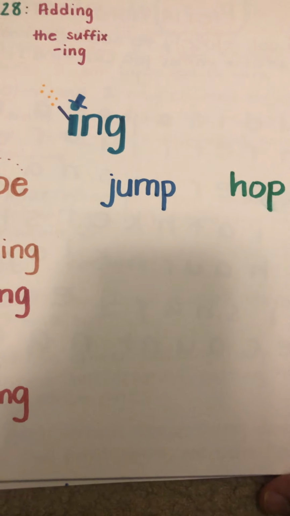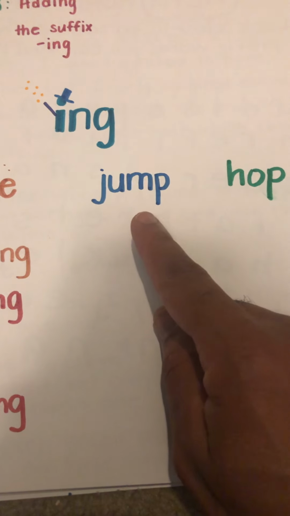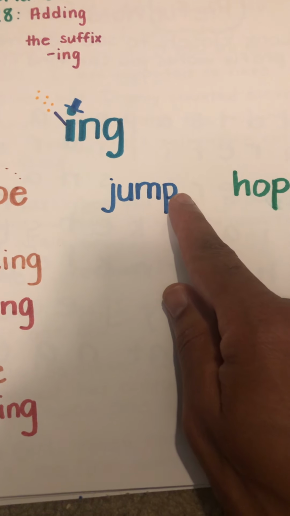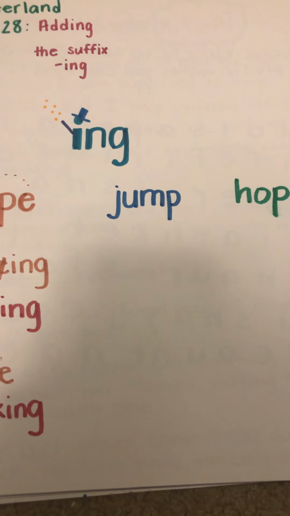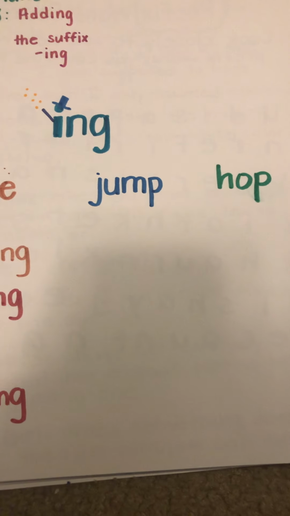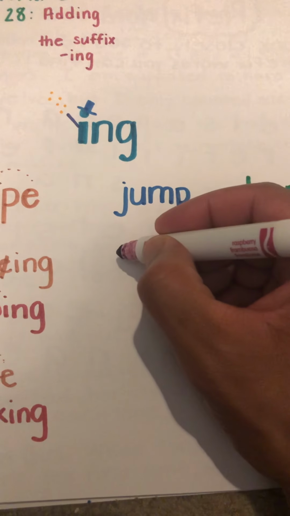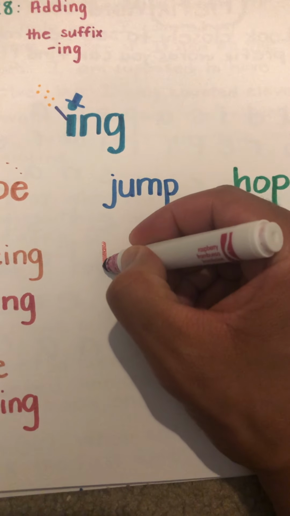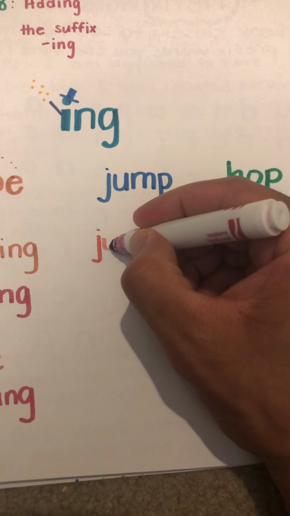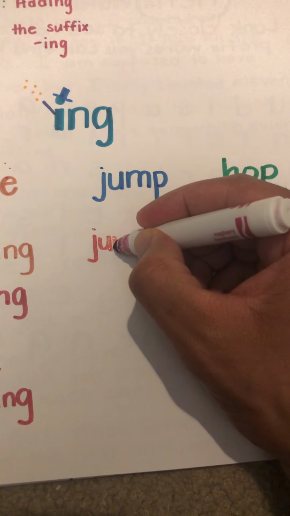Let's go to another word and see what happens. And here I have the word jump. Well, here there is no magic E at the end of the word, so I can just look to add my suffix. No problem. My word jump, in this case, is going to become the word jumping.